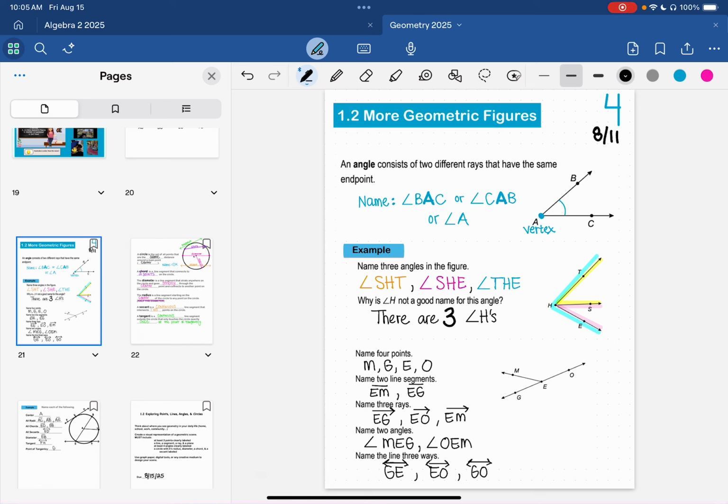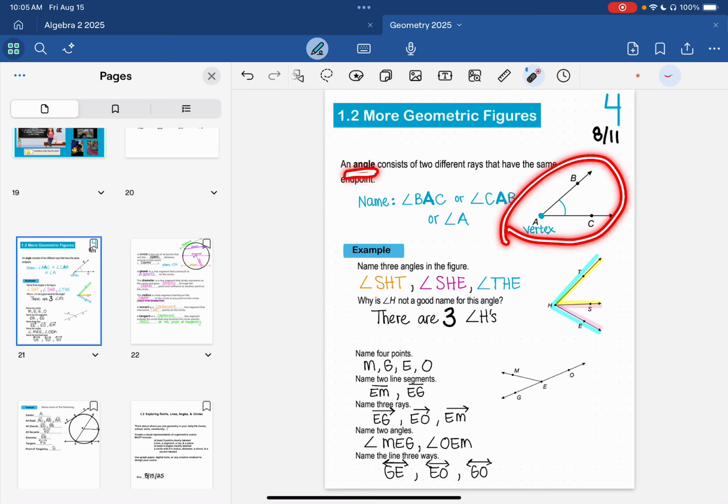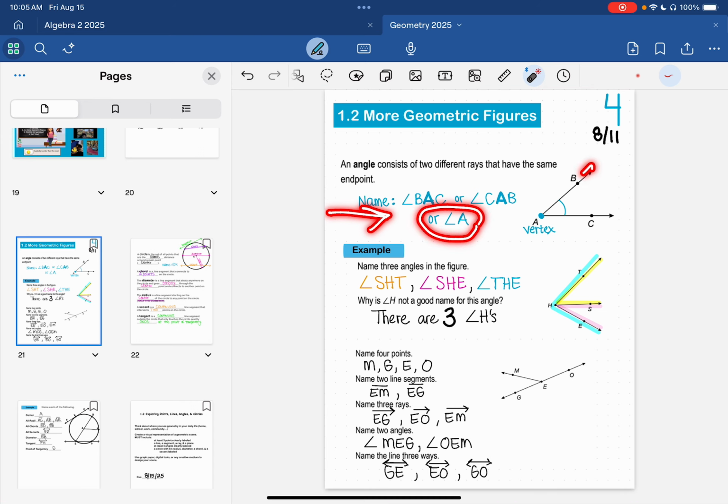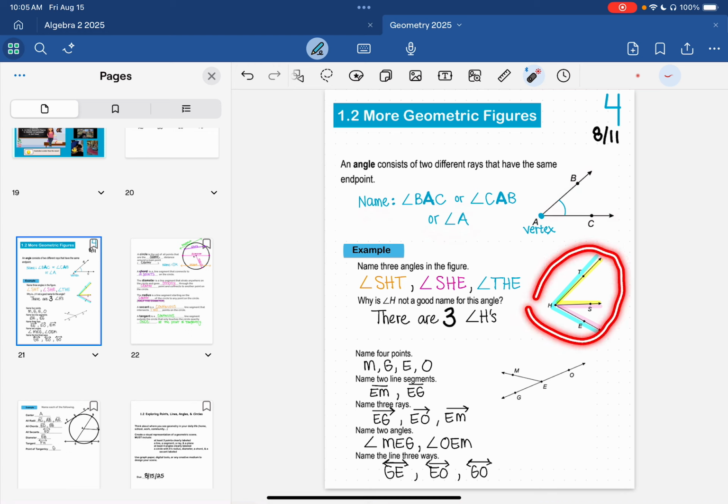So as you can see right here, here's the angle, right? I see the word angle and it shows me right here how to name it. Remember, I only use this if it's one angle like it was here. This is more like what my picture looks like. So I would want to use names like this to name them. And this is showing us why we don't want to just use the letter, the vertex letter.